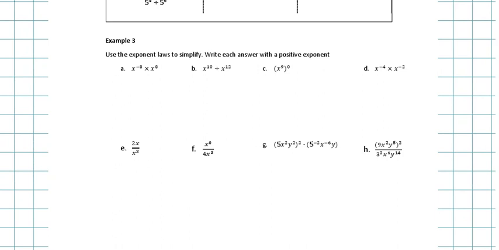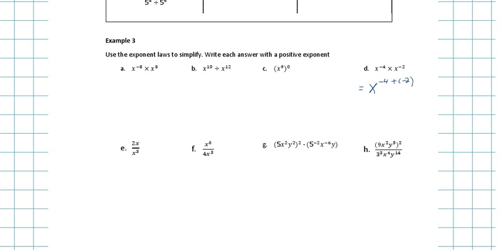Okay, let's do D together. I have x to the power of negative 4 times x to the power of negative 2. I don't want to flip from the beginning. What do I have between the two? Multiplication. So what do I do with the exponent? You add, right? Negative 4 plus negative 2 is negative 6, because you have multiplication.